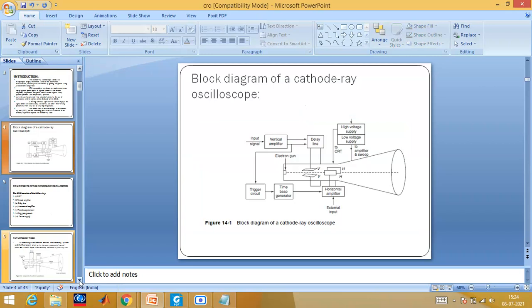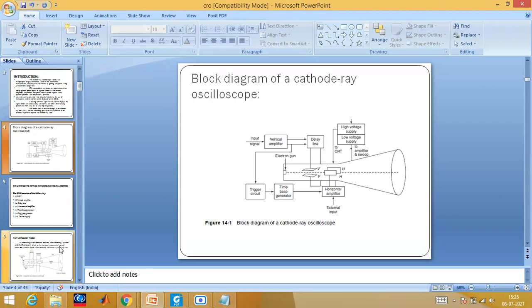Sometimes people interchange the word CRO with CRT. You should not get confused, because CRO is a wholesome package whereas CRT is only part of it. In addition to the CRT, you will also have a horizontal amplifier, vertical amplifier, and output screen, which is in turn connected to several buttons where you can control the whole operation of your CRO. So the major part is the CRT, but it is not the CRT alone. You will have other components as well, like, as I told you, the triggering circuit, time base, horizontal amplifier, vertical amplifier, and so on.